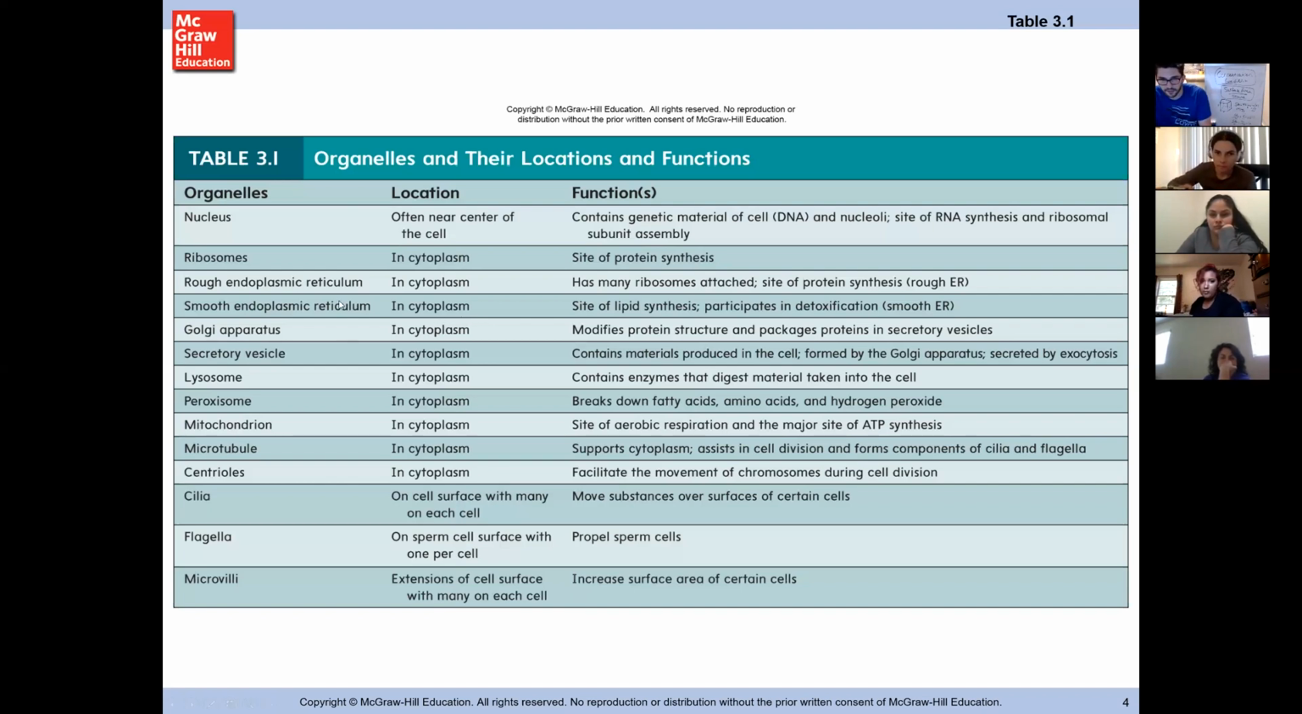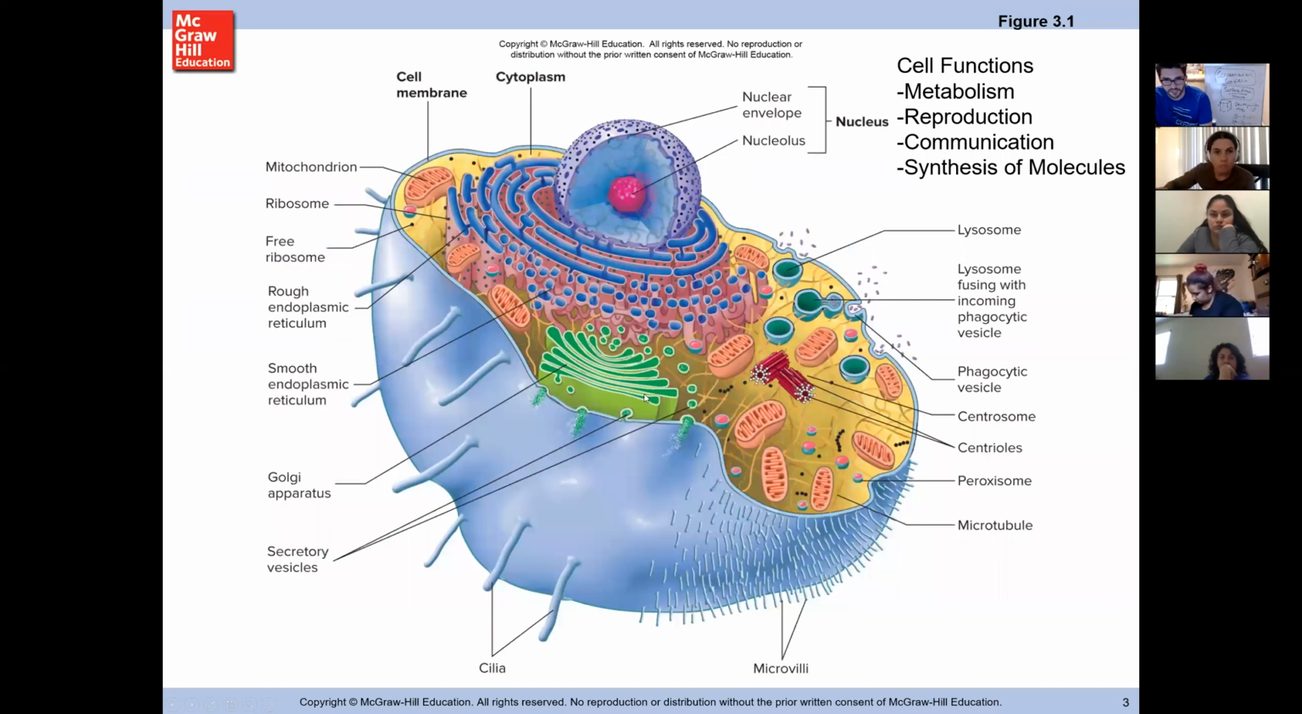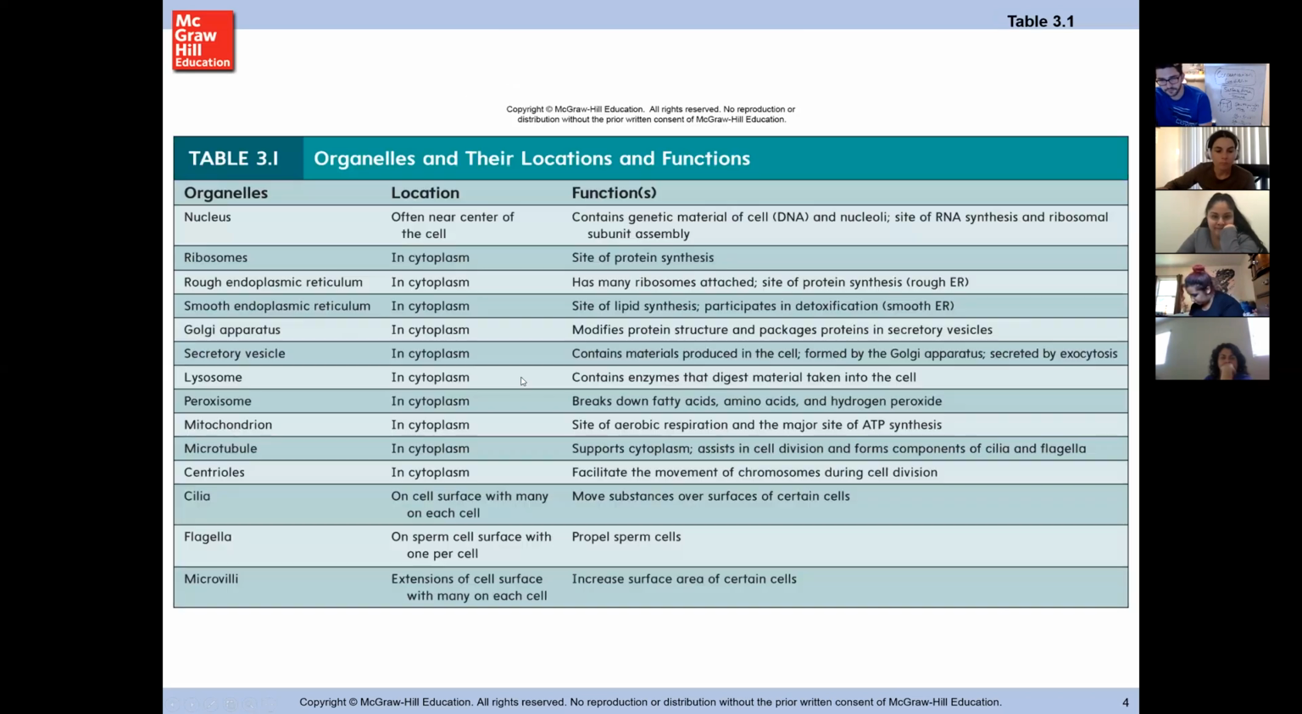The Golgi body. Okay, so the Golgi body is this green guy that's sitting out right here that has all these little bubbles kind of floating around it. The Golgi body is kind of cool because it's like a USPS service that doesn't have any shipping delays, right?